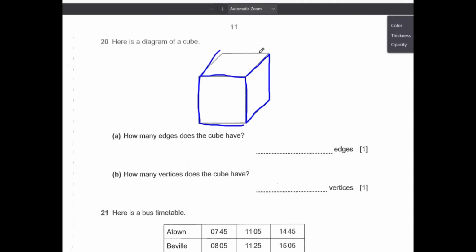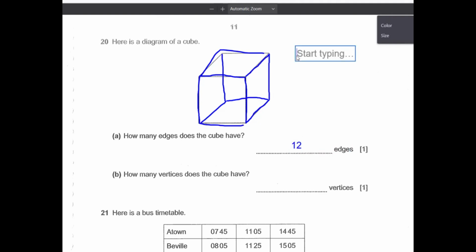This one is 9. You have one from here to here. Say this is 10. You have one from here to here. This is 11. You have one from here to here. Is 12. Are we clear? Yes. So it has how many edges? 12 edges.